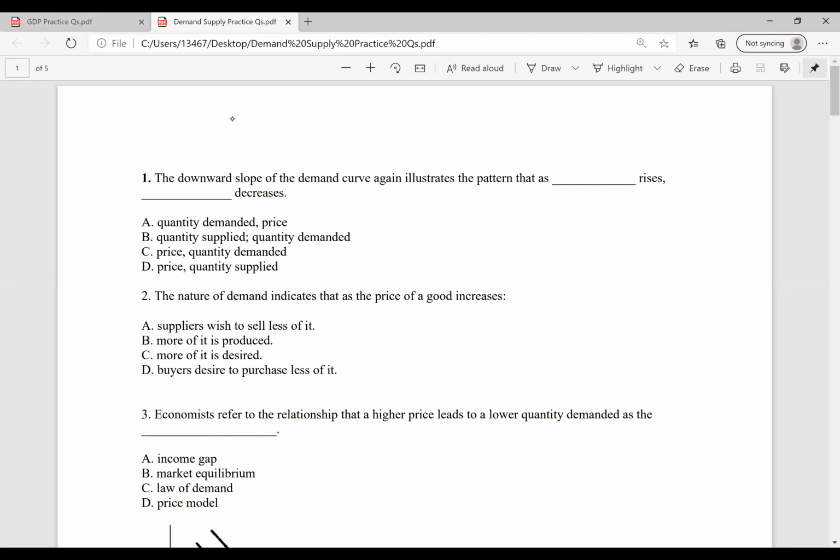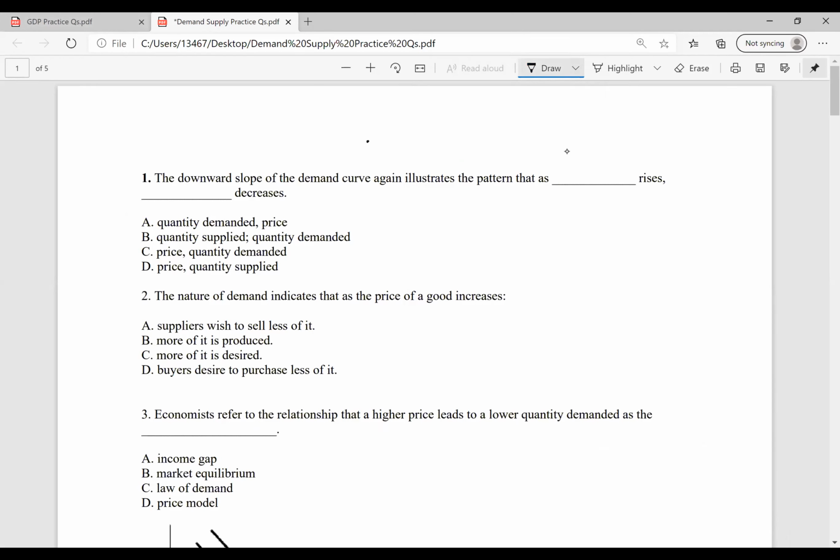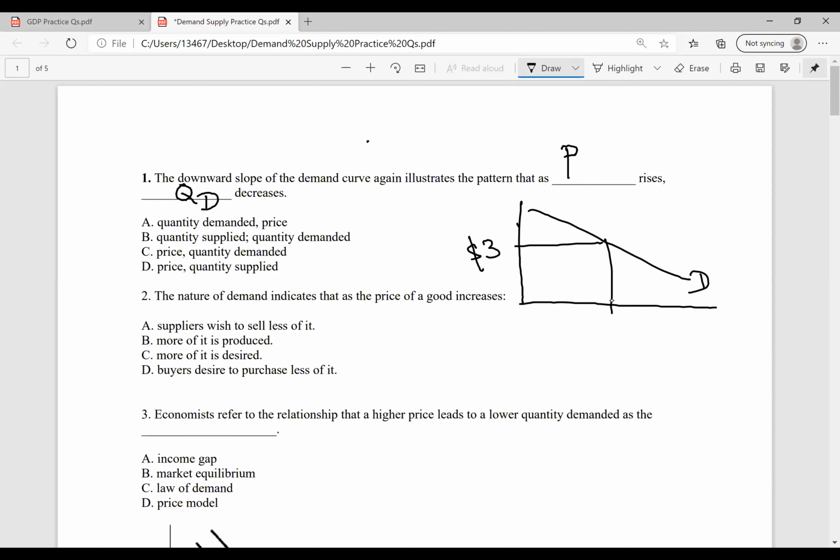This is talking about a movement along the demand curve. Okay, so there's going to be 2 things here. When price increases, quantity demanded decreases. Like if we are along the demand curve, if my price is $3, the quantity demanded is 4 units. Say the price is going up from $3 to $4. Quantity demanded decreases from 4 to 2 units.